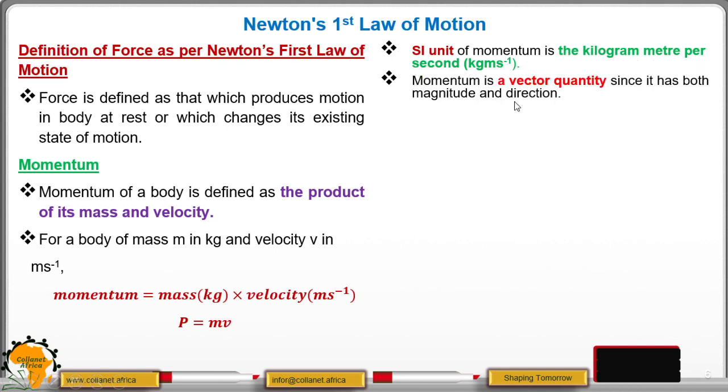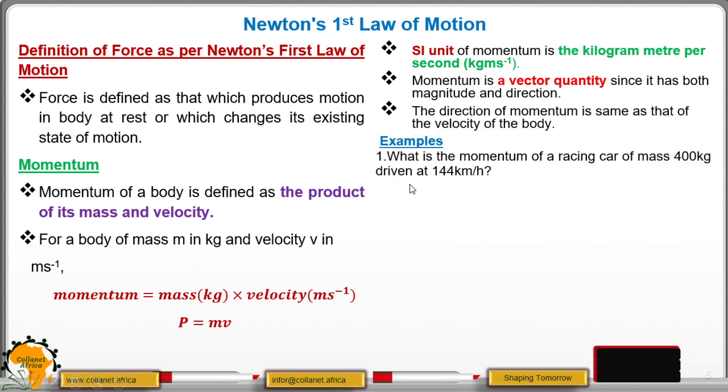Momentum is a vector quantity. In other words, it has both magnitude and direction. Remember, momentum is mass times velocity, and velocity has both magnitude and direction, and that gives us that momentum is also a vector quantity. Now, the direction of momentum is the same as that of the velocity of a body.